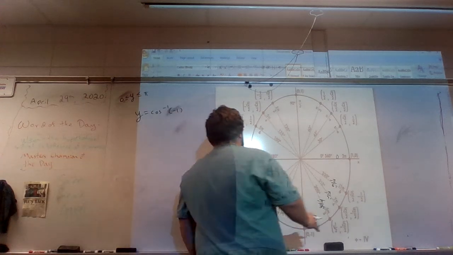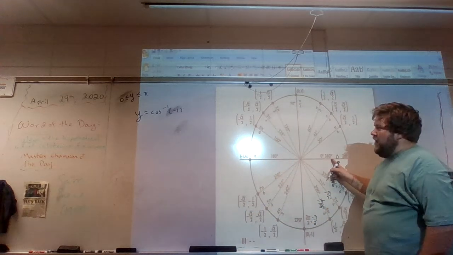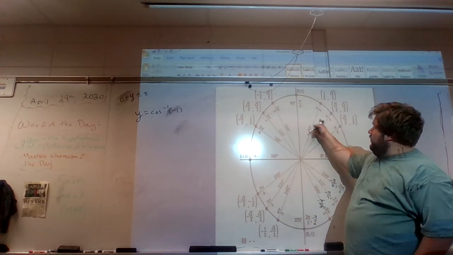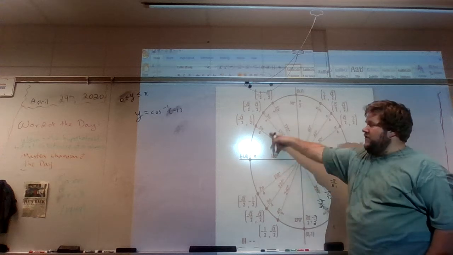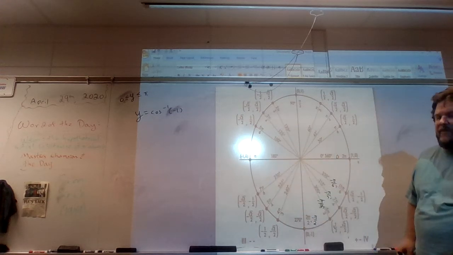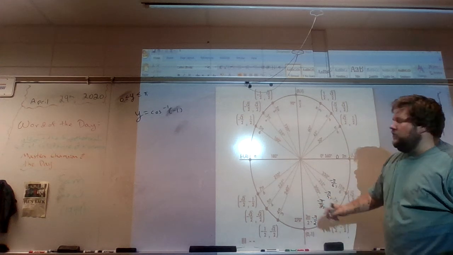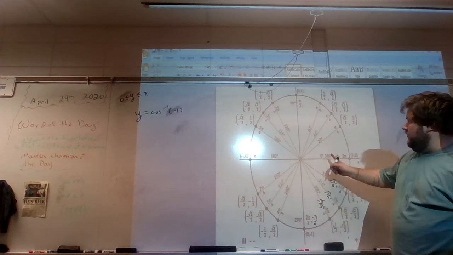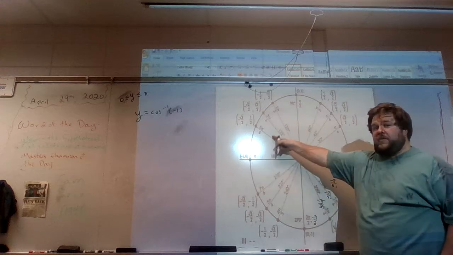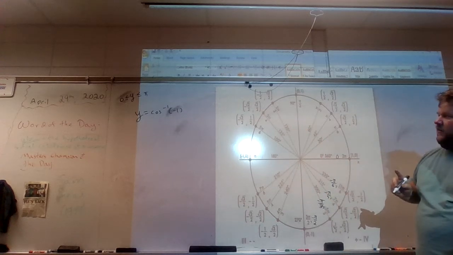So if I'm asked something about cosine inverse, the angles I'm looking at are in quadrant 1 or 2 right here. Whereas if I'm asked something about sine inverse, the angles are from -pi/2 to pi/2. If I'm asked something about cosine inverse, my angles I'm looking at are from 0 to pi. So there is a difference there.